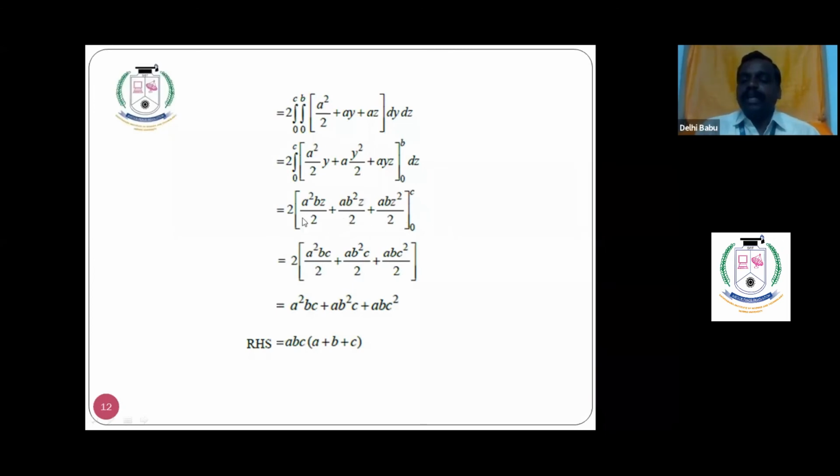So what is common now? A, B, C is common in the entire numerator of all these three, and the denominator 2 is also common. So take A, B, C by 2 as common. So 2 gets cancelled. When I take A, B, C as common, then I get A plus B plus C. This is for our RHS. So hence the Gauss divergence theorem RHS value is A, B, C into A plus B plus C.